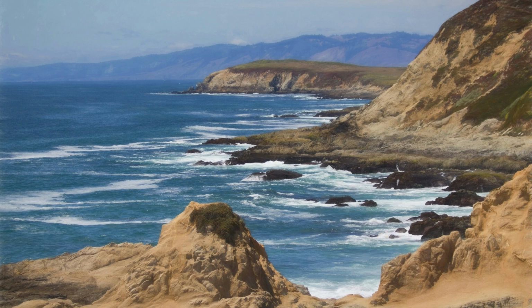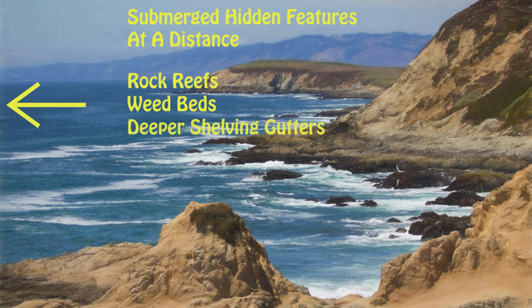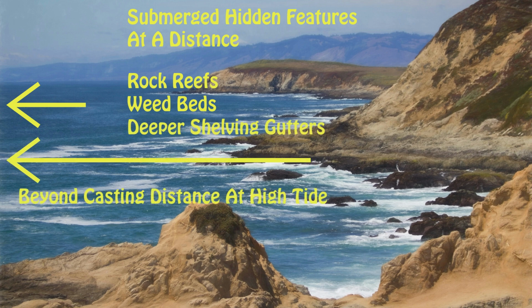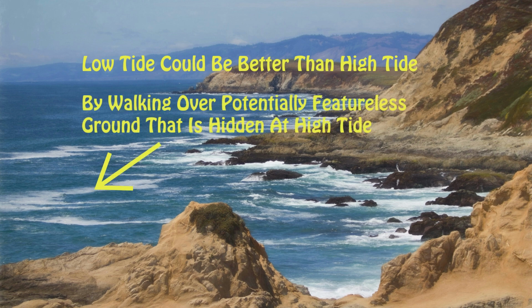Now let's say that further out, at quite a distance, we have features hidden under the water, such as rock reefs, weed beds or gutters running parallel to the beach, but beyond the typical casting distance of most anglers when the water is close into the shore. It's in a scenario like this that fishing the low instead of the high could be favourable, as this would allow you to effectively fish features or deeper drops in the seabed, by walking out over potentially featureless ground that would usually be covered in water.